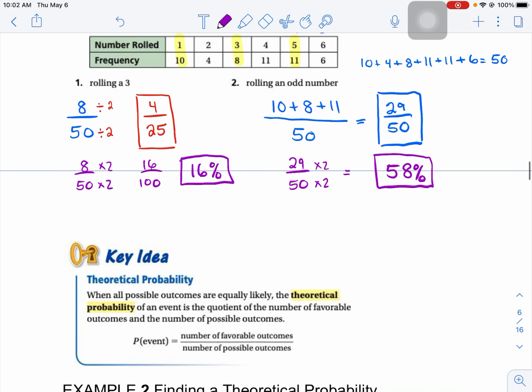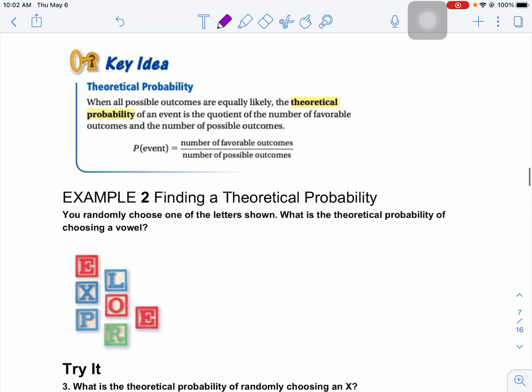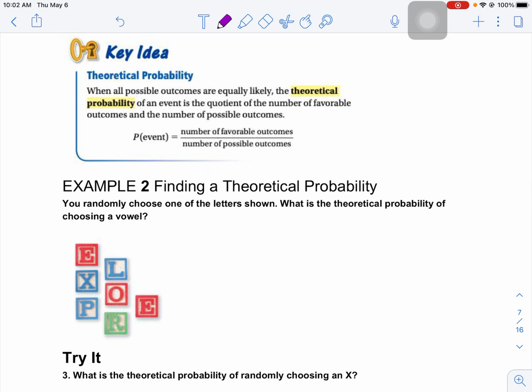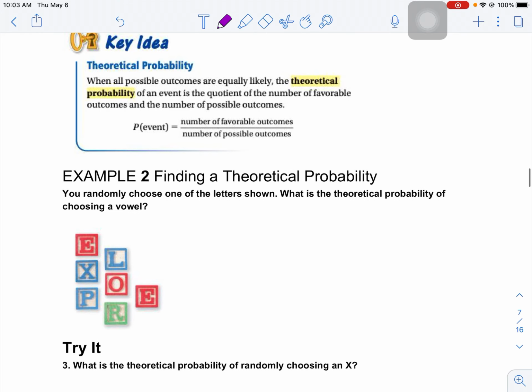All right, so let's take a look further at theoretical probability. So theoretical probability, when all possible outcomes are equally likely, the theoretical probability of an event is the quotient of the number of favorable outcomes and the number of possible outcomes. Okay, so if we were looking at example 2, it says you randomly choose one of the letters shown. What is the theoretical probability of choosing a vowel?